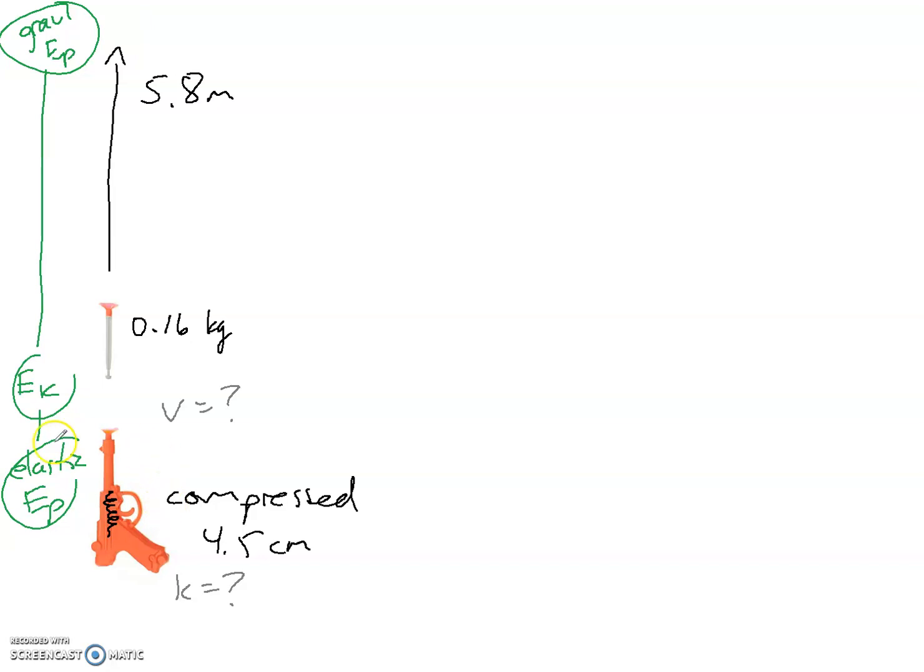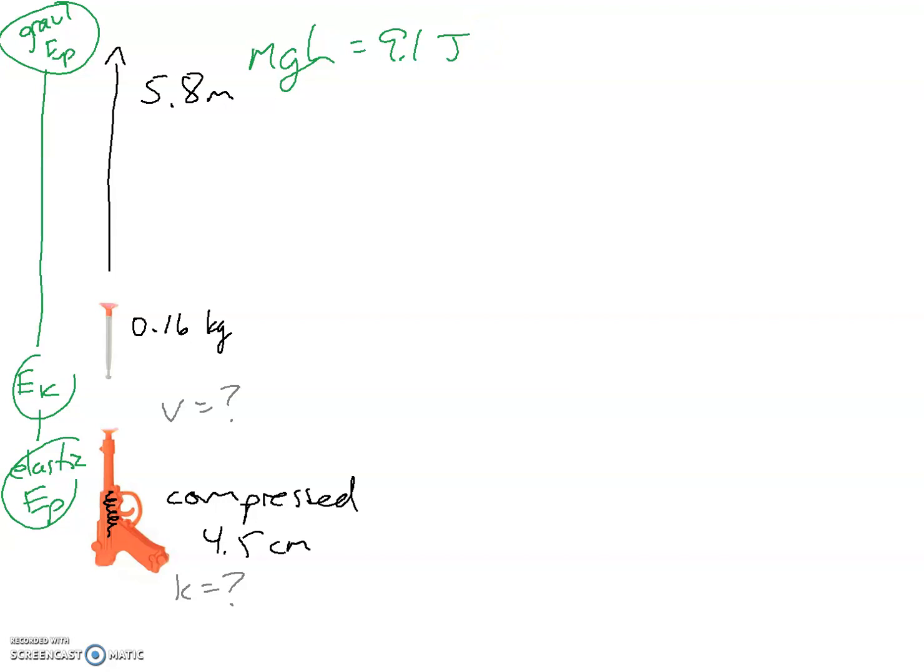Now, I can't find the elastic energy, I can't find the kinetic, but I can find the energy at the top. I can find out the gravitational potential energy of the dart when it actually started. So I've got the mass of the dart, so I take the 0.16 times gravity, which of course is 9.81, and we times that by the 5.8, and we've got about 9.1 joules of potential energy at the top. And since that's the total energy, I can take that energy and I can put it anywhere I want.